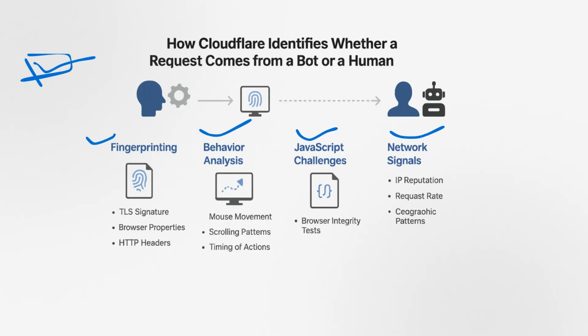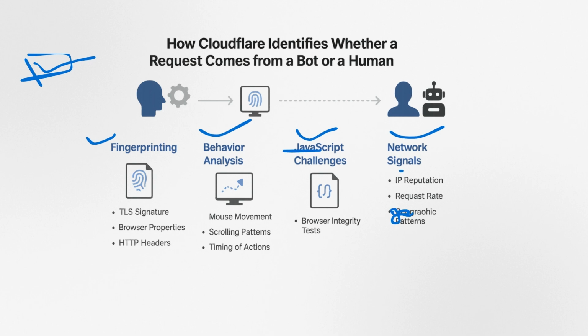Next, Cloudflare watches your behavior. Humans move their mouse unpredictably, scroll smoothly, and take time to click around. Bots are too perfect. They load pages instantly, click too fast, or don't scroll at all. Cloudflare uses these tiny patterns to detect automation.